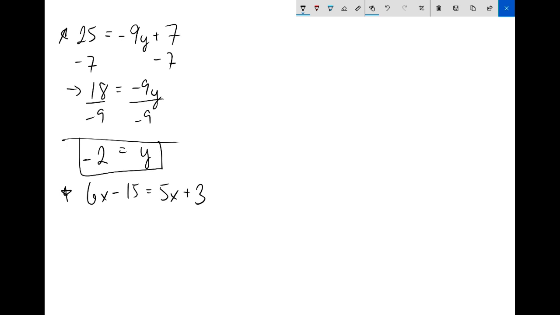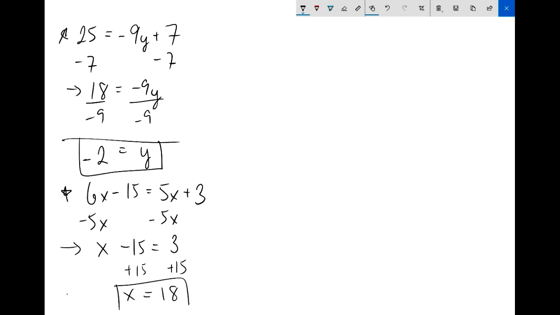Yeah, I would probably just move the 5x over to the left. And that's going to keep my x terms positive. It doesn't matter which way you do it. So I would take away 5x from both sides. And so you're left with 6x minus 5x, which is just x. And then you're left with a 3 on that side. Then you can add your 15 to both sides. And so you got x equals 18. Okay?